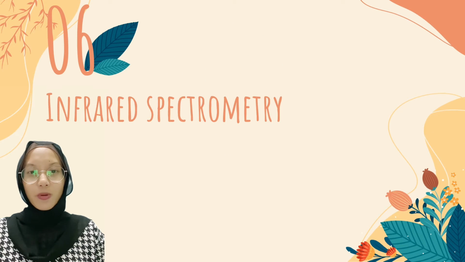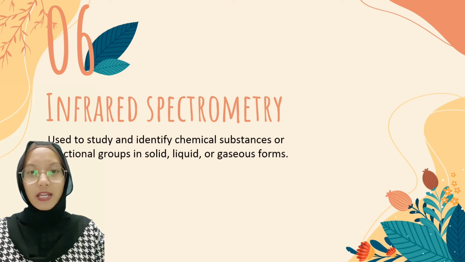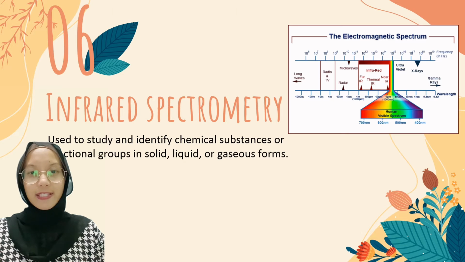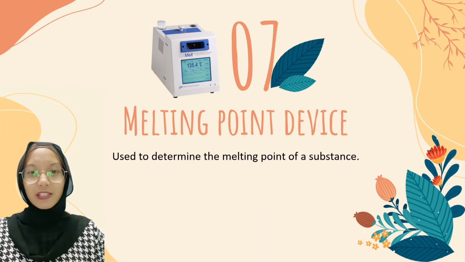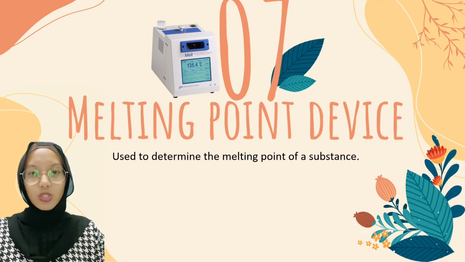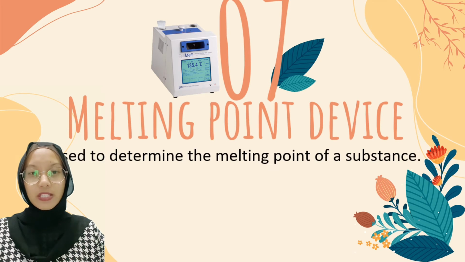Infrared spectrometry is used to study and identify chemical substances or functional groups in solid, liquid, or gas. A melting point apparatus is a scientific instrument used to determine the melting point of a substance.